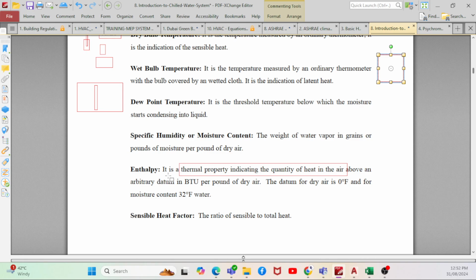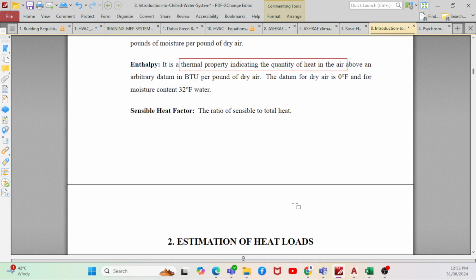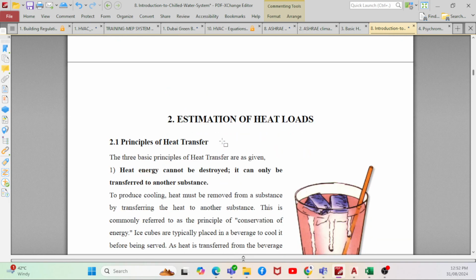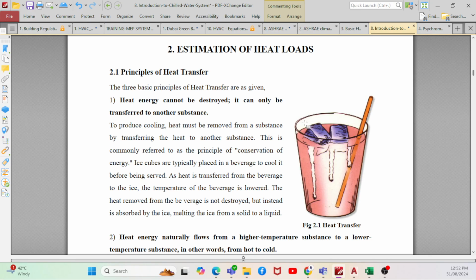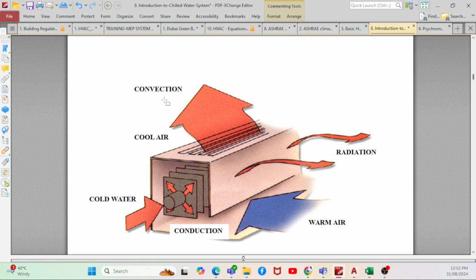Then enthalpy is the energy, like the thermal property indicating the quantity of heat in the air, how much energy, right. So this is the enthalpy. Then sensible heat ratio is nothing but the ratio of sensible to the total heat, okay. Then the principle of heat transfer, you can also read this one. You can see the three types: convection, conduction and radiation, right.